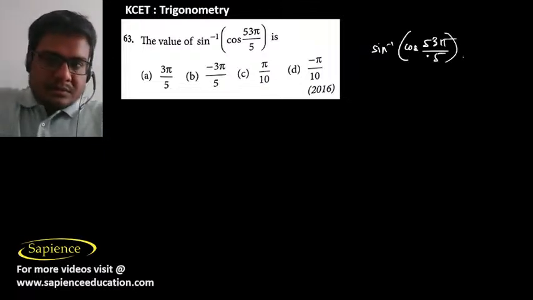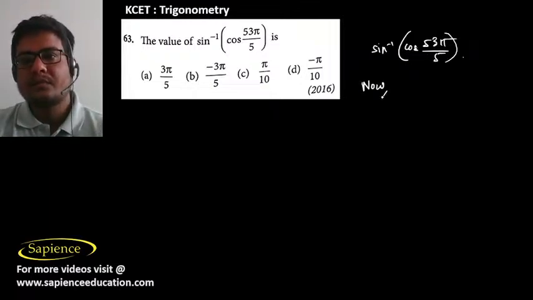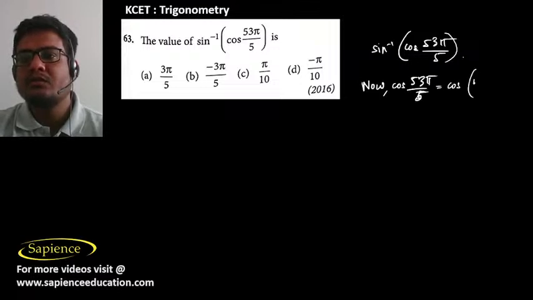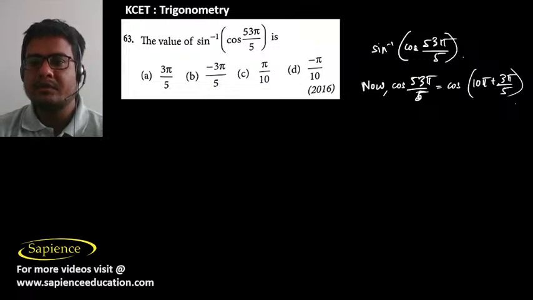It is told that we have to find the value of sine inverse of cos 53 pi by 5. Now cos of 53 pi by 5 we can write as cos of 10 pi plus 3 pi by 5. If we divide 53 by 5, then the quotient will be 10 and the remainder is 3.